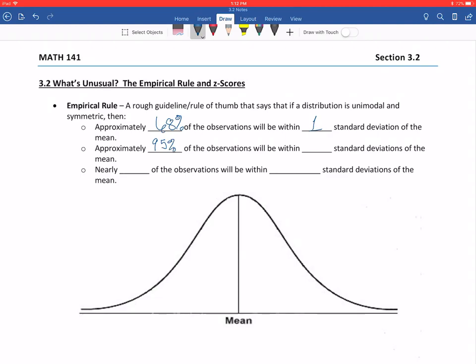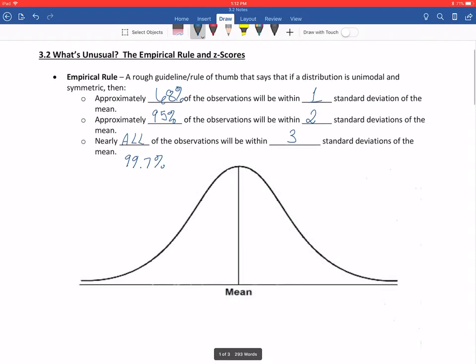Approximately 95% of your observations will be within 2 standard deviations of the mean. And nearly all of them, and by all we mean 99.7%, will be within 3 standard deviations of the mean.